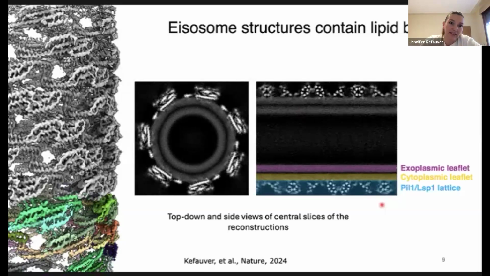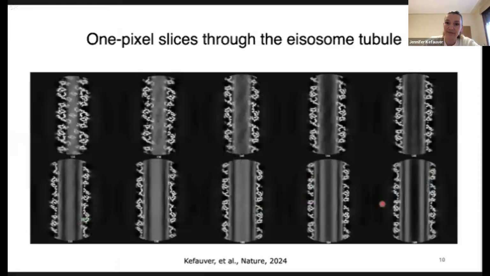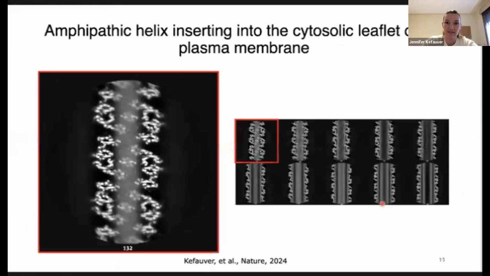So what can we learn about it from our structures? So what I've done here is turn the eisosome structure on its side, and I've made these 1 pixel slices through it. In the first membrane slice, we can see that buried within the membrane density, there's a well-resolved density that corresponds to an amphipathic helix.